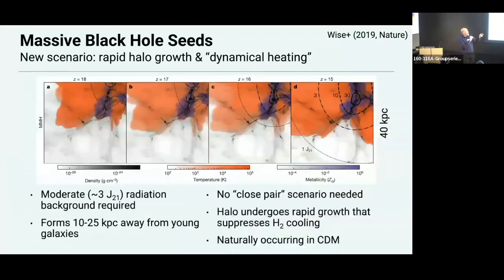So Melanie showed this graph to me, and I was thankful for that. We found these halos are not near these young galaxies, around 10 to 25 kiloparsecs away. They have moderate radiation backgrounds around 3 J21, and it's not a close pair scenario. But this rapid growth promotes some sort of heating, because if you grow a halo, you're going to get heating from just the virial heating of the gas, because H2 cooling is very weak. It's very inefficient, and it doesn't take much heating to overcome that.